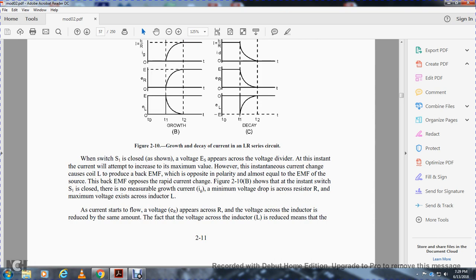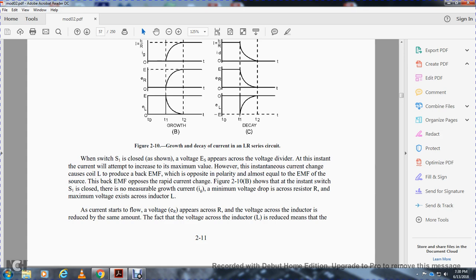When switch 1 is closed, the whole source voltage appears across the voltage divider. The current tries to increase instantly to the maximum. However, the instantaneous current change in the coil of Henrys produces a back EMF, with polarity almost equal to the EMF of the source. The back EMF opposes the rapid current change. Figure 210B shows that at the instant switch 1 is closed there is no measurable growth in the amperage, so there is minimum voltage drop across the resistor and maximum voltage across the inductor.